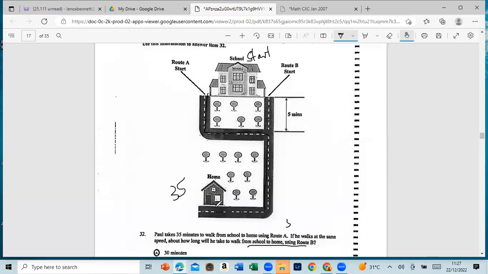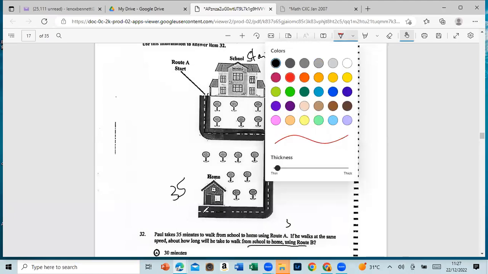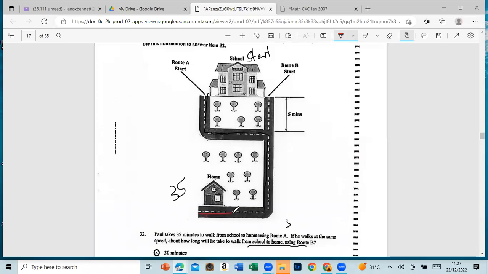How long would it take you for this route? Let me put it in a different color. Here's how I'm traveling now. How long do you guys think it will take? 25 minutes. Oh, you got 25. Just share with us.